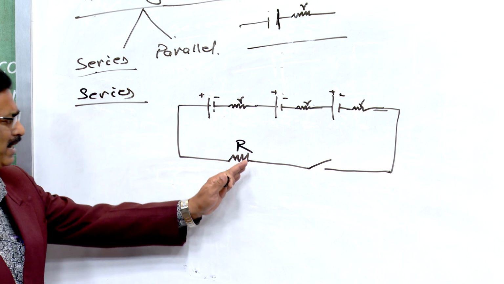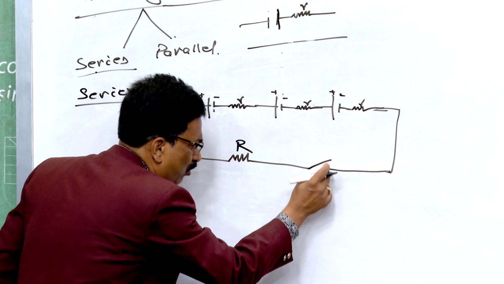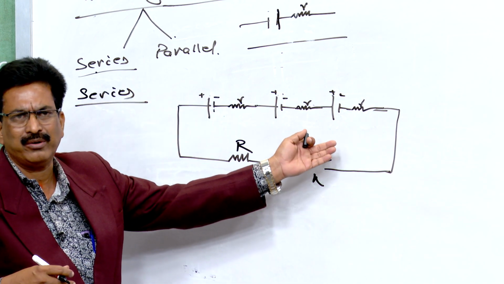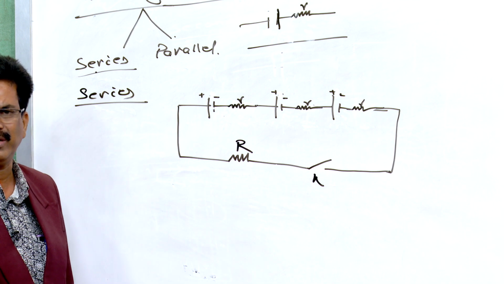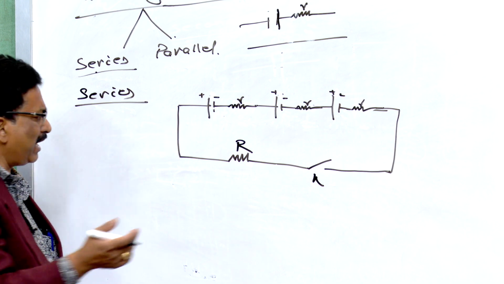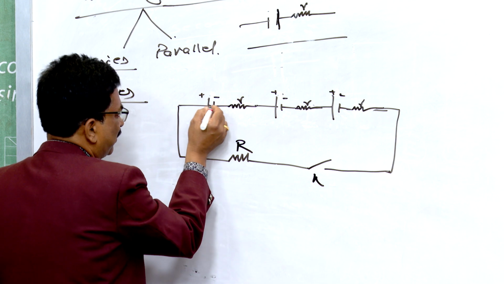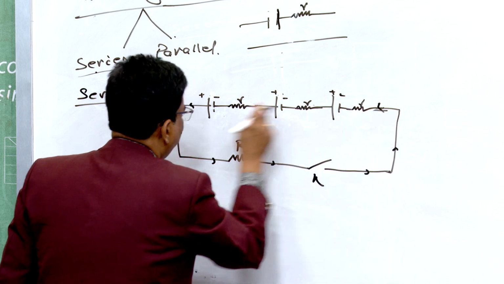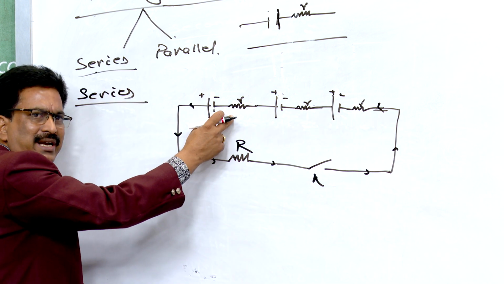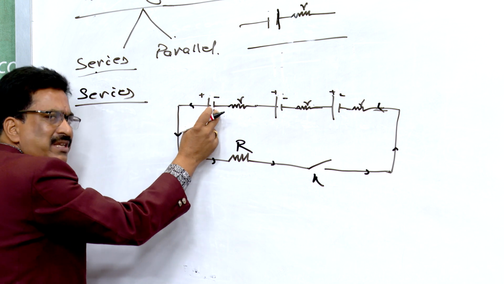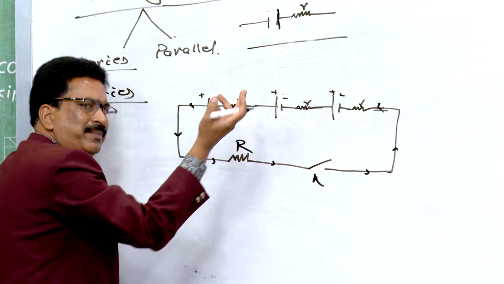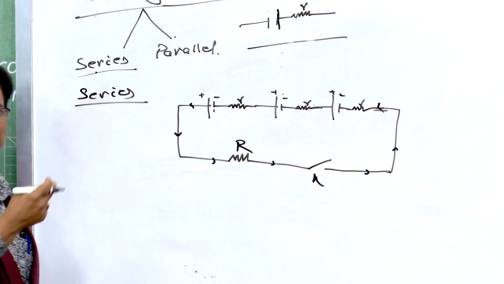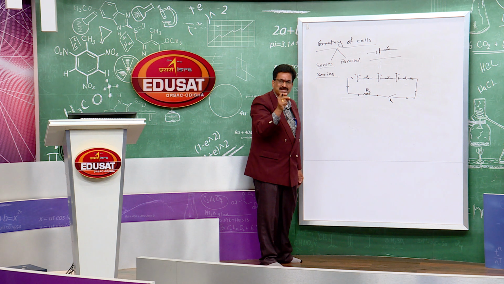Now, when this key is closed, as we discussed, the flow of electrons continues. When electrons flow continuously, current flows. The current direction will be shown in this way, because here I have taken positive and here negative. If I take this as negative and this as positive, it becomes the opposite end, so in that case the direction will be different. That depends upon the arrangement of the cell terminals.